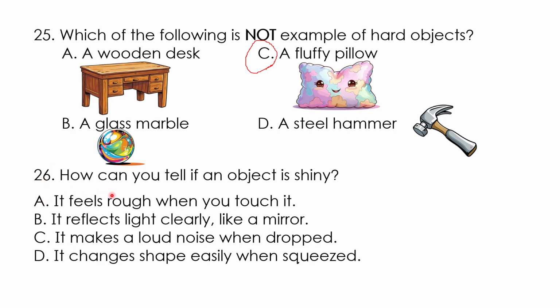26. How can you tell if an object is shiny? A. It feels rough when you touch it. B. It reflects light clearly like a mirror. C. It makes a loud noise when dropped. D. It changes shape easily when squeezed. What is your answer, kids? It's letter B. An object is shiny when it reflects light clearly like a mirror. Good job, kids!